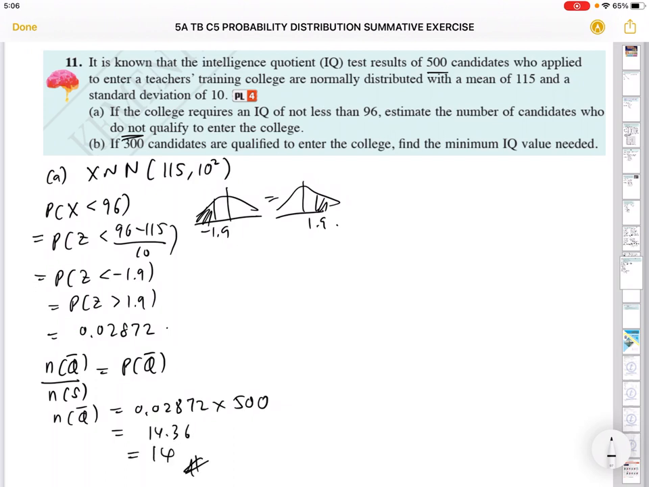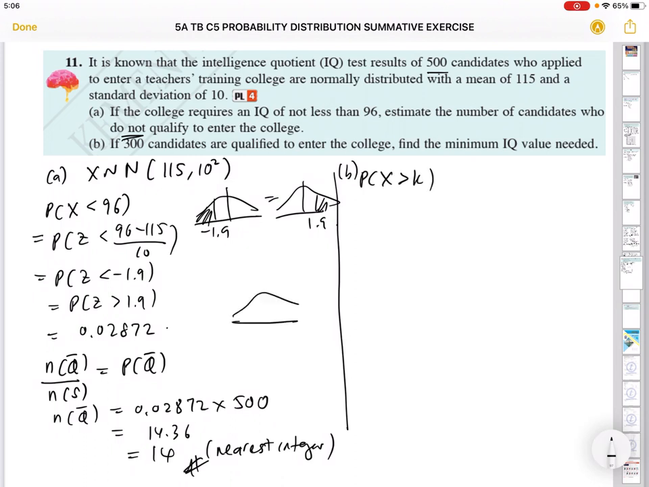Part B, if 300 candidates are qualified to enter, find the minimum IQ level needed. Let's say the minimum means more than, so you got to understand that minimum means I need K more than here. It can be on the left, can be on the right, but we'll just write 300 over 500 first. 300 out of 500 of them qualify, so the probability is 0.6.